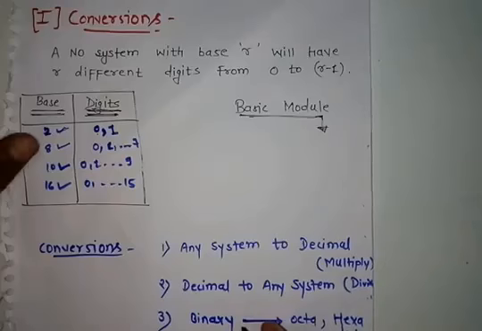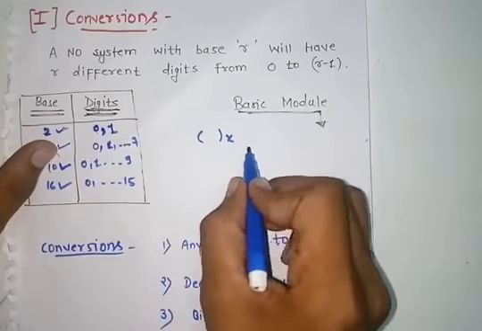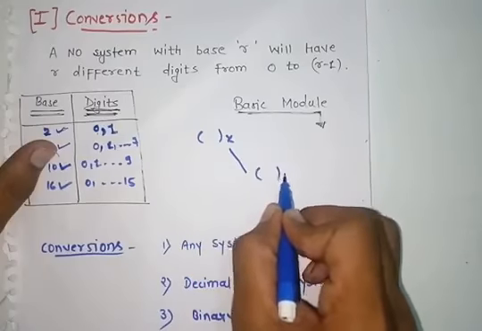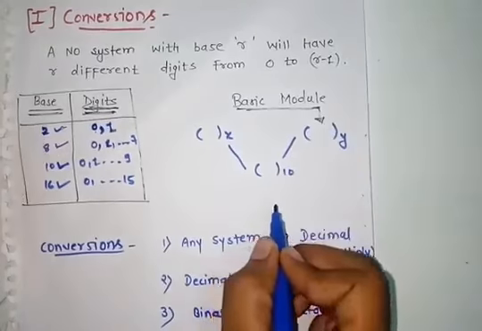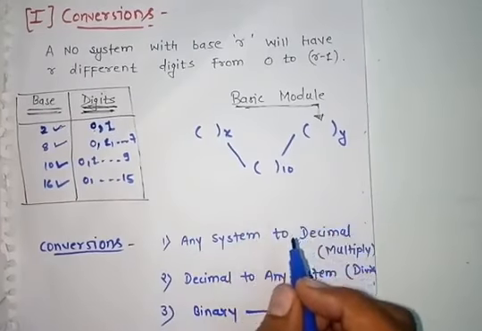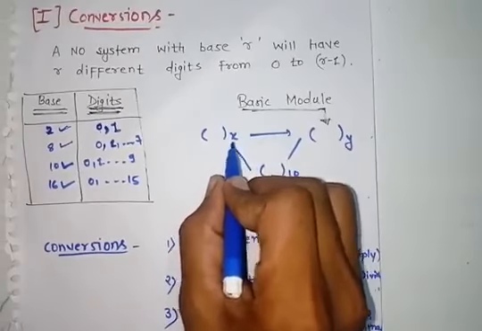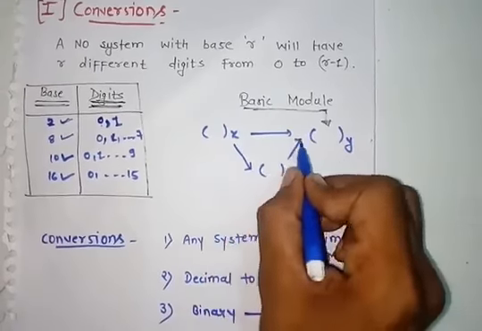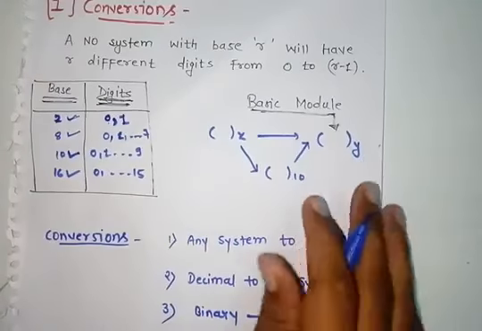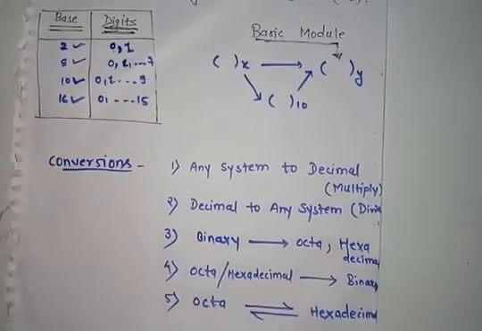Now, the basic model of conversion is what? Any system, any base x system, can be converted first to decimal, then decimal to any other system of base y. This is the basic model of conversion. It means to convert from base x to base y, first of all we convert it into base 10, then base 10 to any base. This is the basic model of conversion, but we are not following that. We have many shortcuts to solve conversion.